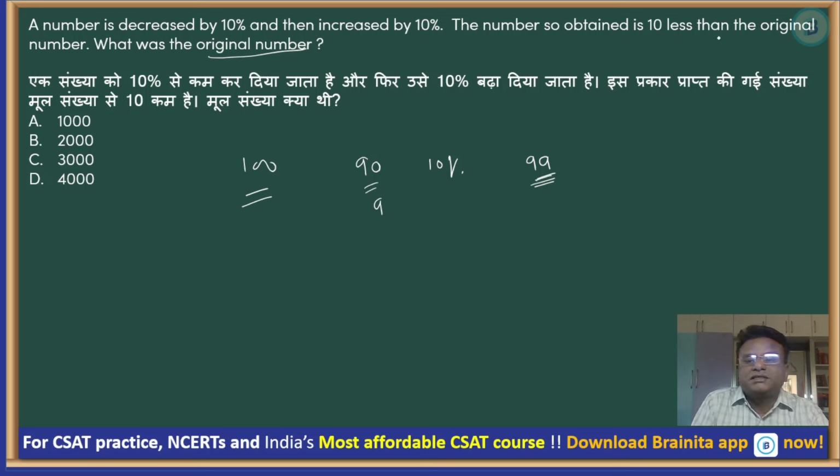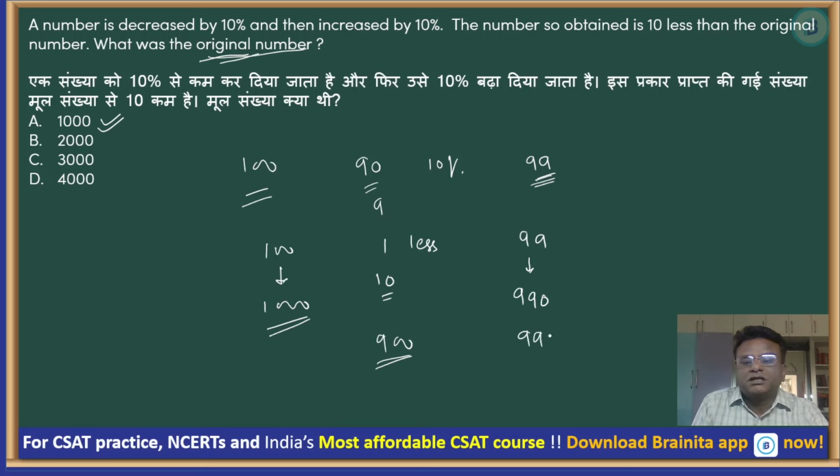The original number was 100 and now it has become 99. The number so obtained is 10 less than the original number. So if the number was 100, it is 1 less. 99 is 1 less than 100, but the real difference is 10. So obviously we have to multiply this by 10 and this also by 10. So this becomes 1000, this becomes 990. They have asked the original number, your answer is 1000. We decrease 1000 by 10%, it becomes 900. Increase 900 by 10%, it becomes 990. The difference between this and this is 10. So that's your answer. Very simple question, but helpful for understanding the concept of decrease and increase.